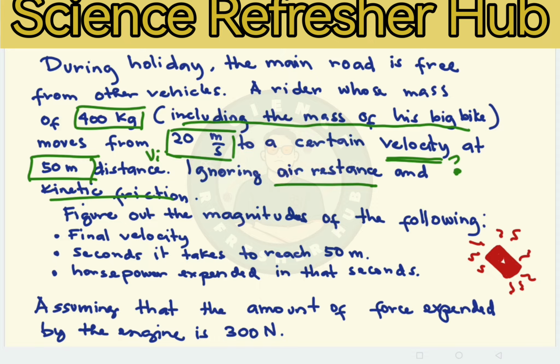Let's figure out the magnitudes of the following. We need to calculate the final velocity and the seconds it takes to reach 50 meters. So we need to know the time. And the horsepower, another unit of power, of course, expended in that particular second. Assuming that the amount of force expended by the engine of that bike is 300 newtons. So, we're all set. We have the needed variables to calculate our problem.